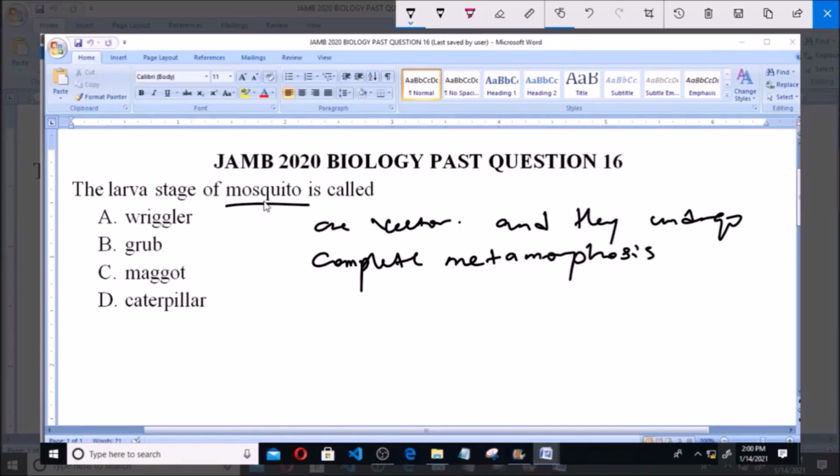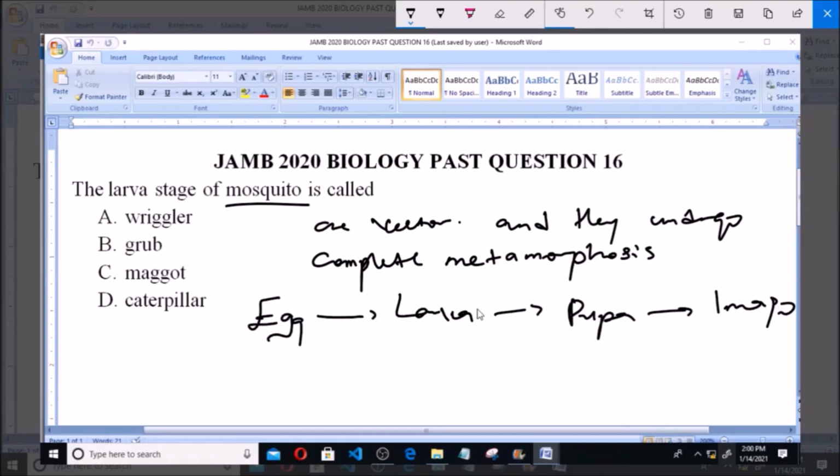But in the case of mosquito, they undergo complete metamorphosis, and this begins from the what? From the egg stage to the larva, from the larva to the pupa, and from the pupa to the imago. Now, the larva stage of mosquito is called the wriggler. They are called wriggler because they wriggle in a stagnant water body. So, the larva stage of mosquitoes is referred to as the wriggler.